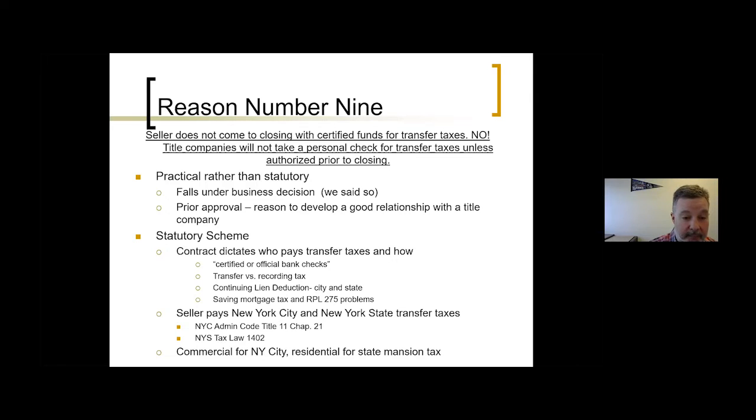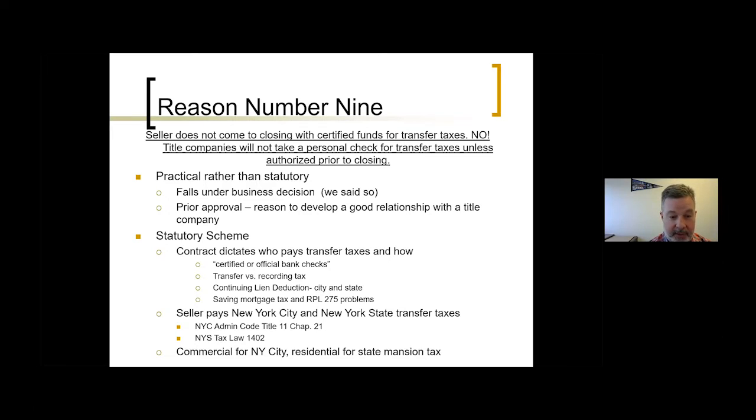Now, why? This is just a business decision. You could try to get prior approval, which would be if you had a very good relationship with the title company. But I would venture to guess that most, if not all, title companies are not going to take a personal check for seller's fees because, unlike the buyer who is getting a policy from us, the seller, we don't know where they're going after this. They're going to disappear, and we don't want to be chasing sellers for multiple thousands of dollars in a lot of cases.